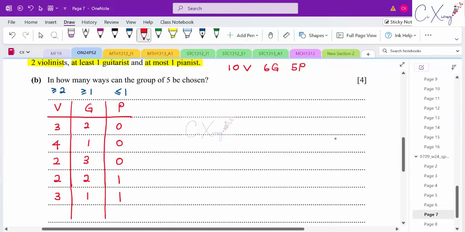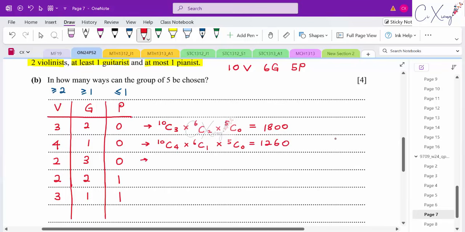So this is all the possible cases for us to select and form the group. We need to select case by case. For the first case, 3 violinists means 10C3, then 6C2, and 5C0. You try and see whether you are able to get 1800 or not. Then for the second case, you have 10C4 multiplied with 6C1 multiplied with 5C0. By right, you should have 1260.